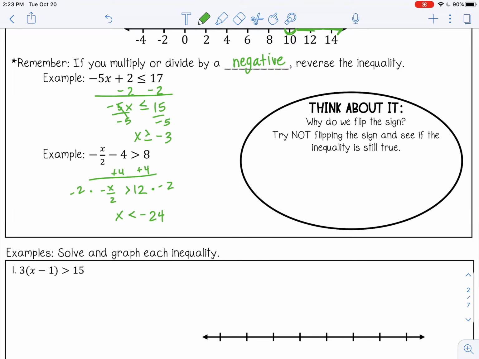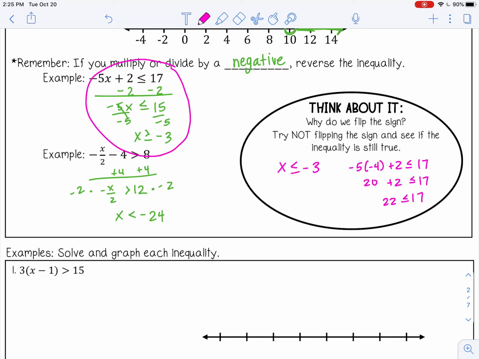All right, so let's think about this. Why do we flip the sign? Let's try not flipping the sign and see if the inequality is still true. So for example, on this one, let's say that we forgot to flip the inequality sign and we ended up with x is less than or equal to -3. So less than or equal to -3, let's just say -4. Let's plug in -4 and see if that works in our inequality at the top. Okay, so -5 times -4, that's positive 20 plus 2. So that would be 22 is less than or equal to 17. That's definitely not true. 22 is greater than 17. So you have to flip it in order to keep the inequality true.